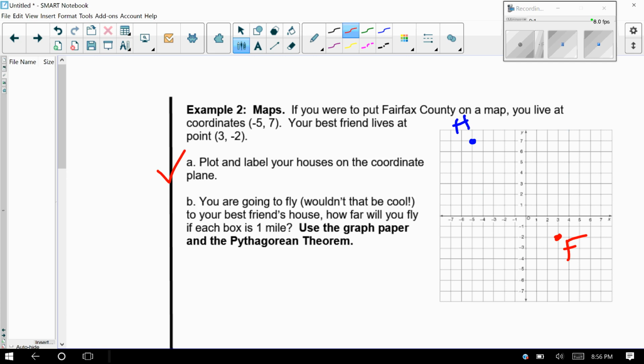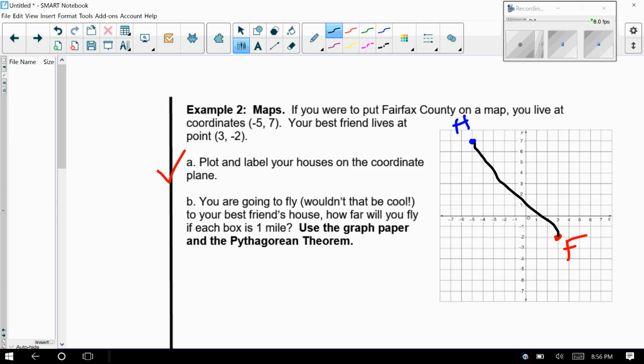Check, did that, awesome. And then it says you are going to fly, that's so cool, to your best friend's house. How far would you fly if each box is a mile? So it's perfect. They didn't make it hard for us. They just said, what's the distance if each one is a mile, which at the end we know our units are miles. That was a really sloppy line. But we're going straight from H to F, so draw a diagonal line straight from H to F. Maybe use your ruler. You can do better than me. Use graph paper and the Pythagorean theorem.